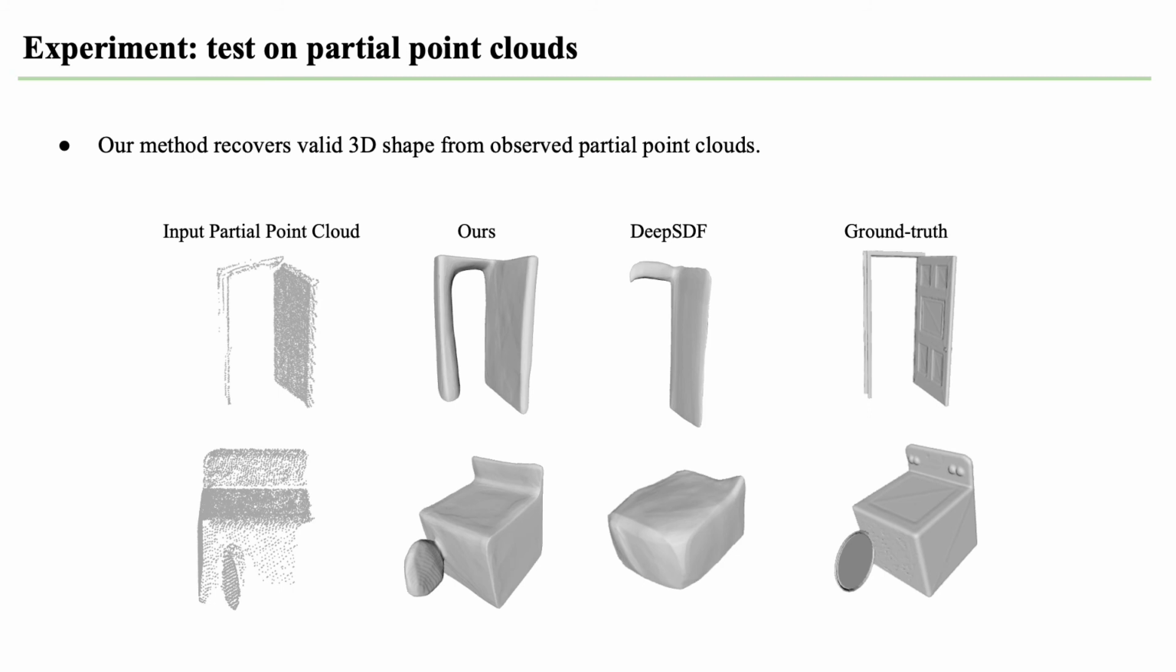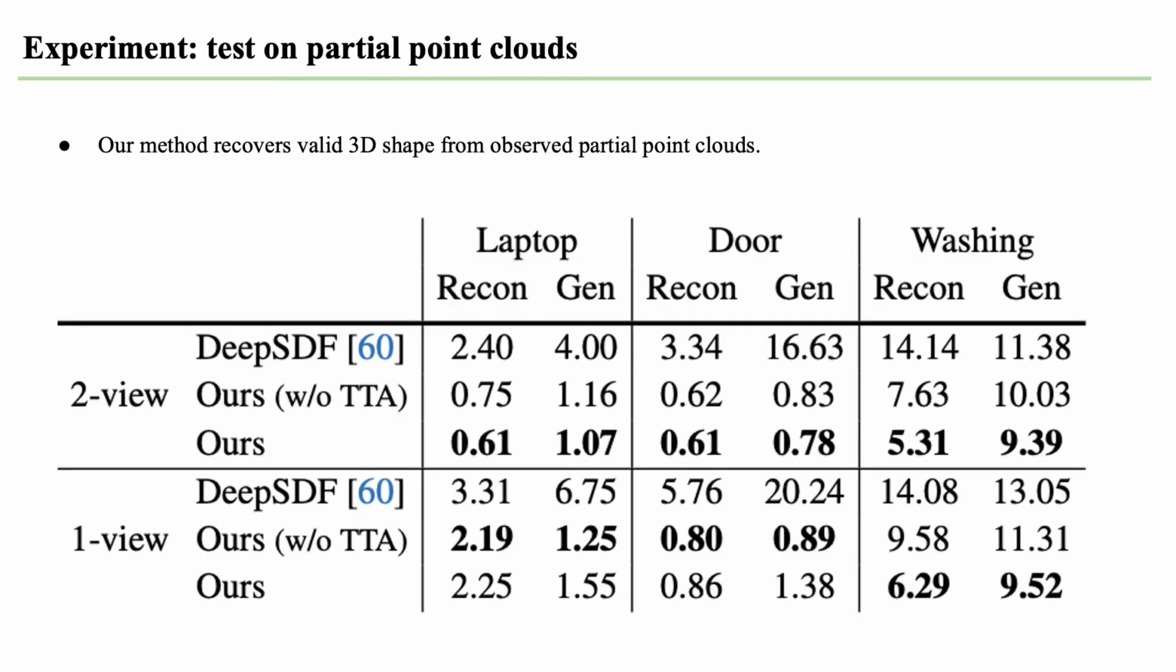To study the shape completion power of the model, we also test our trained models on partial point clouds. The partial point clouds are generated from either one-view or two-view depth images. Visually, compared to the baseline, our reconstruction results preserve rich details. In both the one-view and two-view setting, our method outperforms the baseline by a significant margin. With more views, the model also benefits more from test time adaptation.